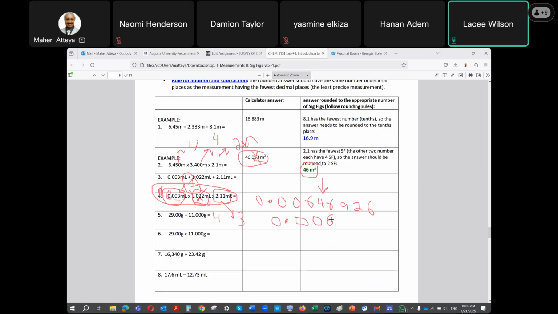And that's only for the ones with multiplication and division? Multiplication and division follow the same rule. You always take the one with the least significant figures, and that is how many your answer should have. Correct. That's different from addition and subtraction. It's totally different. Okay. Thank you. We'll have an example of addition or subtraction.